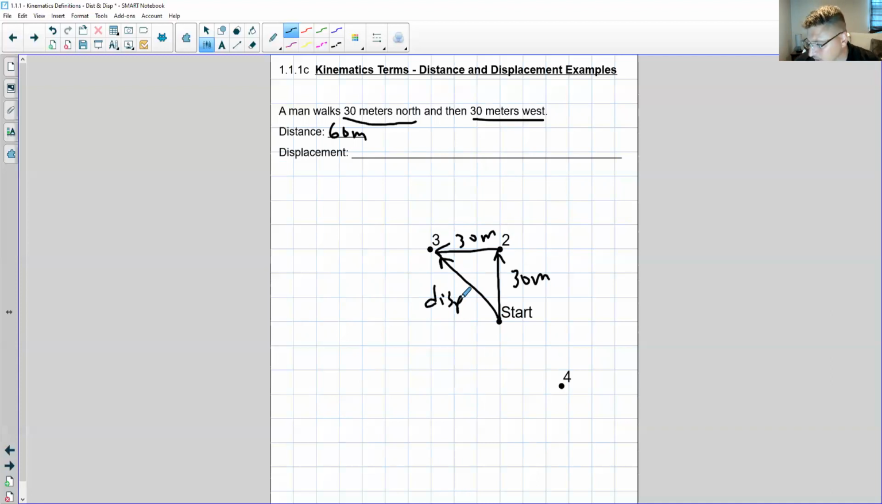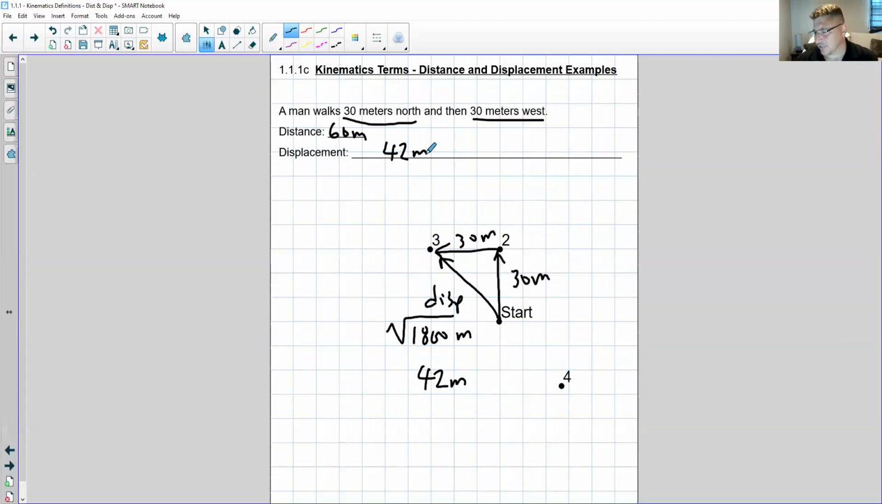I would use the Pythagorean theorem to do it, and it would be the square root of 1,800 meters. This would be the most accurate way to write it. I could also take the square root of 1,800 and say that it is about 42 meters. It's less accurate, but we do need to do this in physics class. So the displacement, or the magnitude of the displacement, is 42 meters. So the person is 42 meters from where they started.